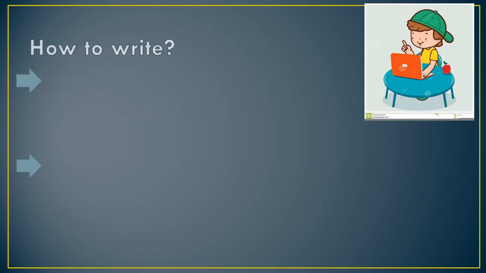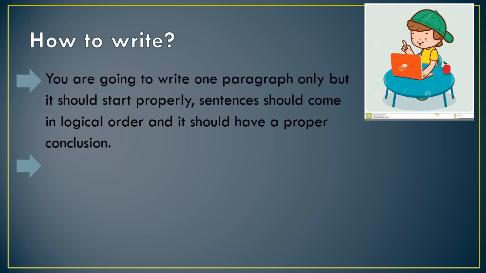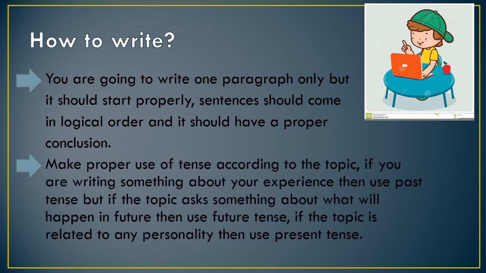I also want to give some tips about writing the paragraph, so how to write this creative writing. Now, students, you are going to write one paragraph only. Whatever topic you are given, you have to write one paragraph, but remember that it should start properly. The beginning should be properly done. The opening sentence should be good. Sentences should come in logical order, and it also should have a proper conclusion, a proper ending.